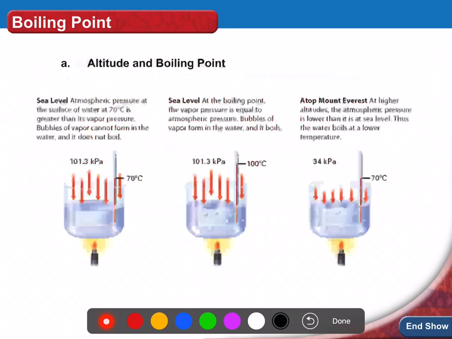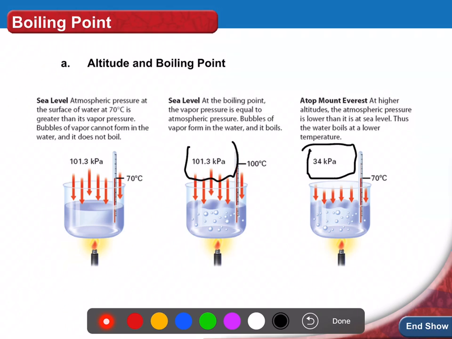If you try to boil water at sea level, you'll find that you will boil at 100 degrees Celsius just like normal. If you go all the way up to the top of Mount Everest, the pressure up there is only 34 kilopascals compared to the 101.3. So it would actually boil at 70 degrees Celsius, 30 degrees lower than normal. Now, this is also true if you just go to a mountain in like Colorado or something. Water will boil at a lower temperature.